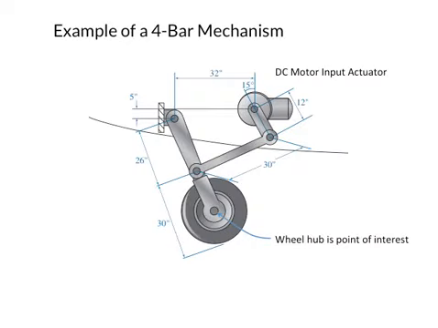Input motor drives rotation of the crank arm. All four links in the mechanism are controlled by a single 1DOF input actuator. The wheel hub is a point of interest on the follower link.